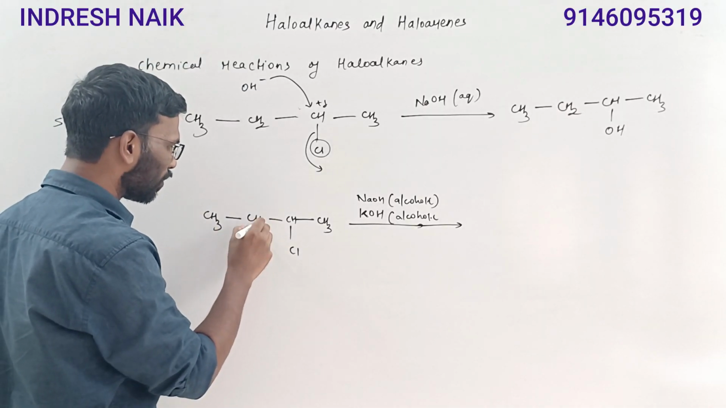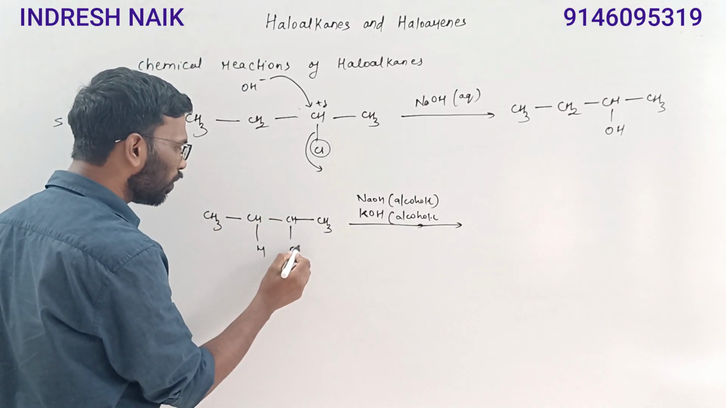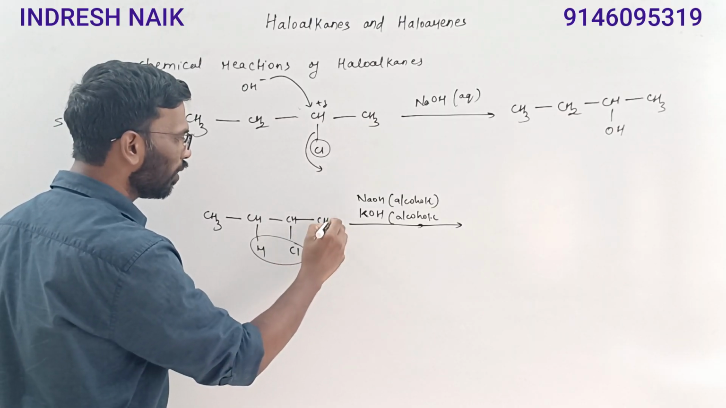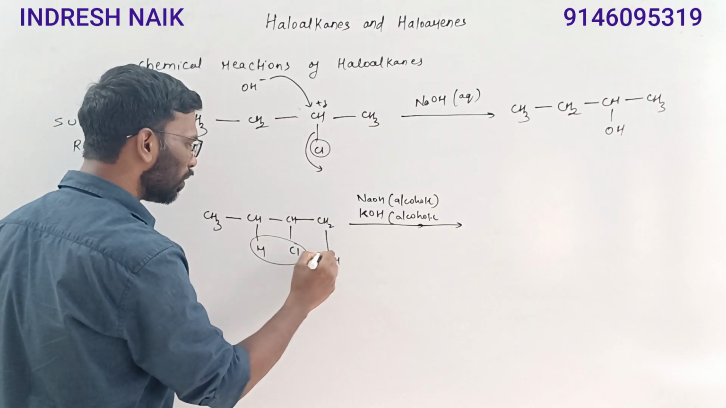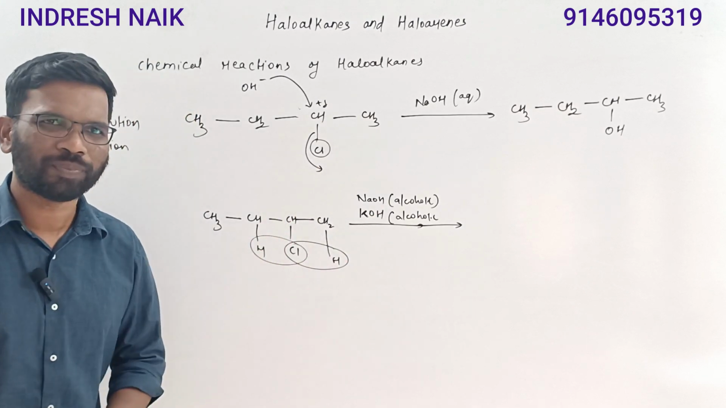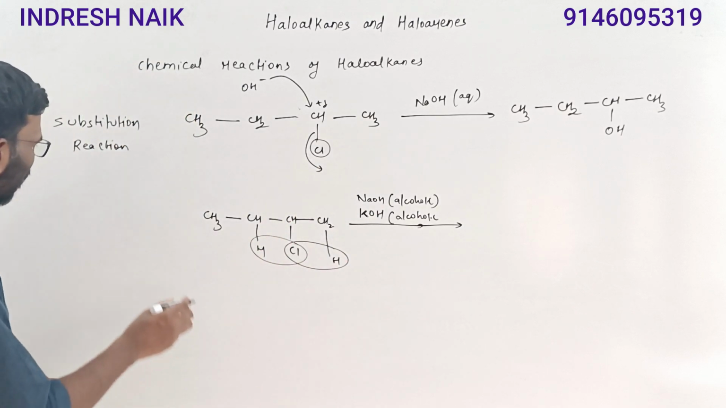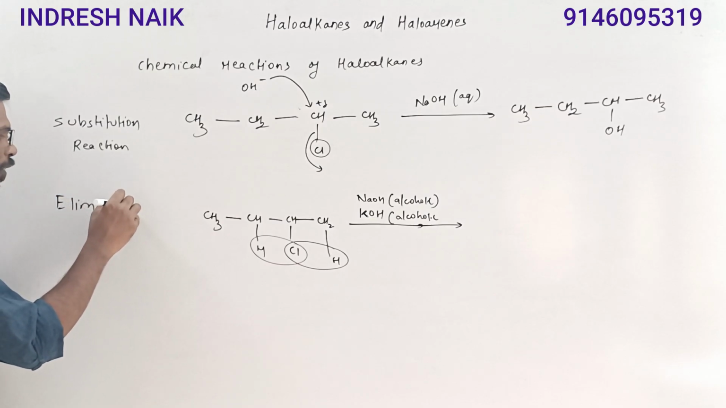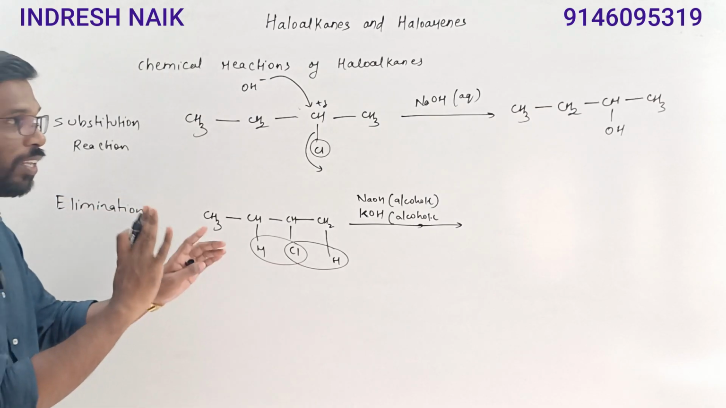Let's talk about this. You remove this hydrogen and Cl and make a double bond over here, or either you remove this hydrogen and this Cl and make a double bond over here. That is what elimination is, no? So this is what an elimination reaction is. The difference is that you have to identify the reagents.